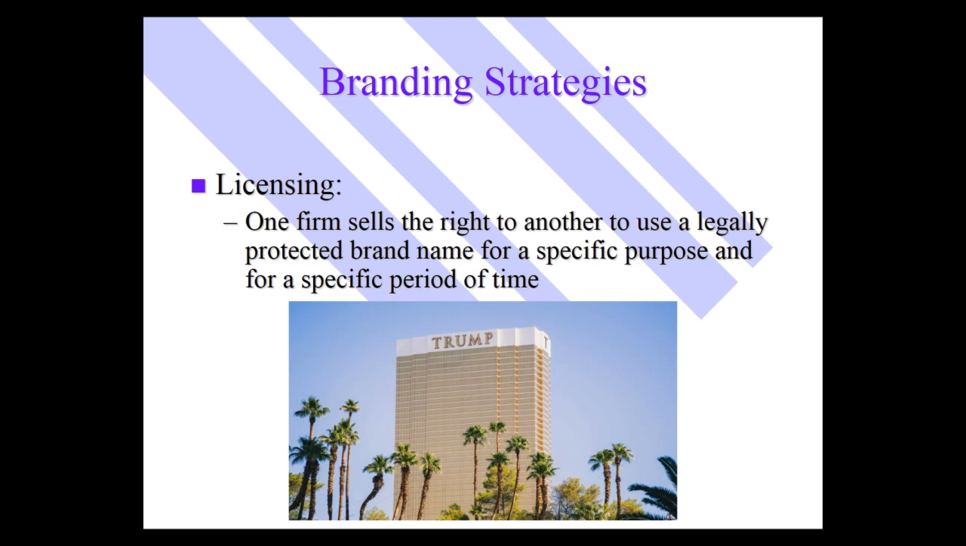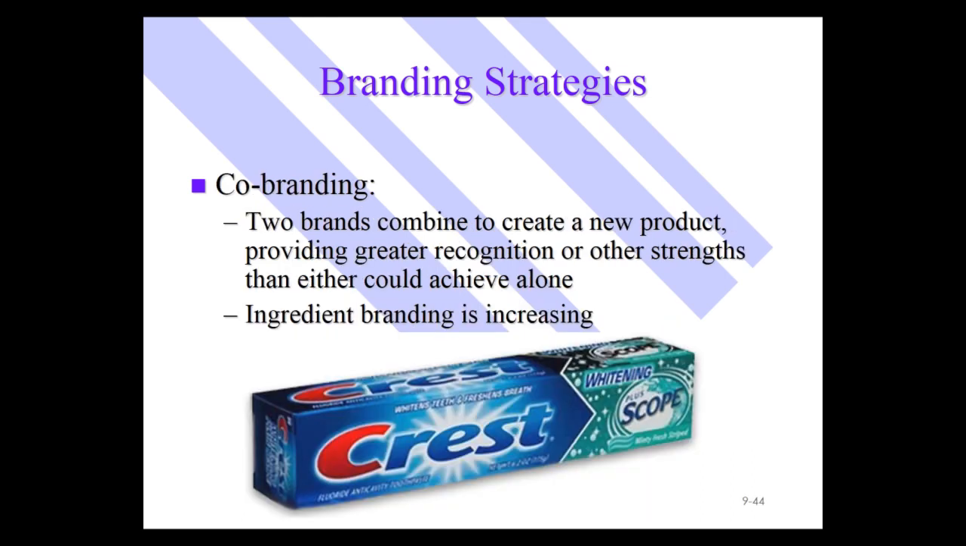Okay, another branding strategy is co-branding. Co-branding is when you put more than one brand on a product. So co-branding, two brands combined to create a new product, providing greater recognition or other strengths than either could achieve alone. Here's Crest with Scope. That's ingredient branding. There's an ingredient in there. That kind of co-branding is on the rise.